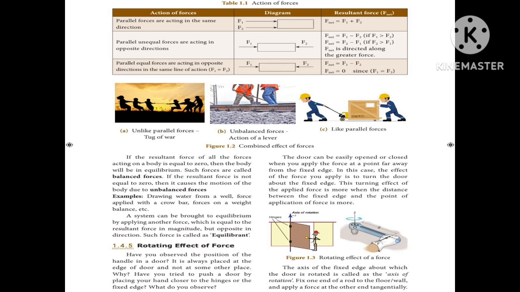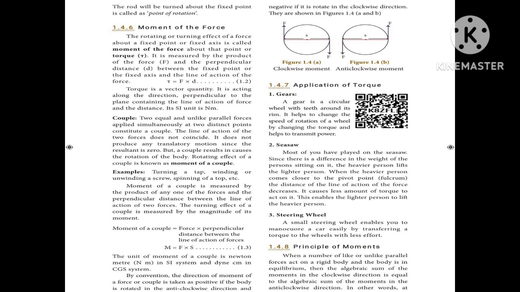The axis of the fixed edge about which the door is rotated is called the axis of rotation. Fix one end of a rod to the floor or wall, and apply a force at the other end tangentially. The rod will be turned about the fixed point, which is called the point of rotation. Moment of the force. The rotating or turning effect of a force about a fixed point or fixed axis is called the moment of the force about that point, or torque tau. It is measured by the product of the force F and the perpendicular distance d between the fixed point or the fixed axis and the line of action of the force.